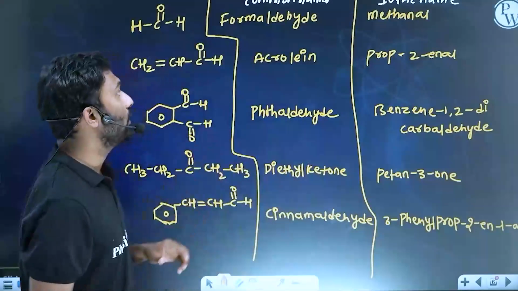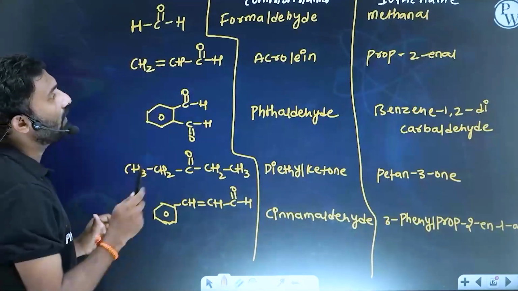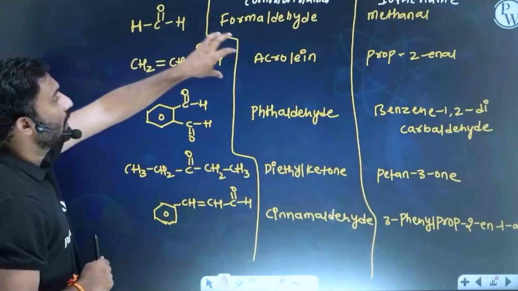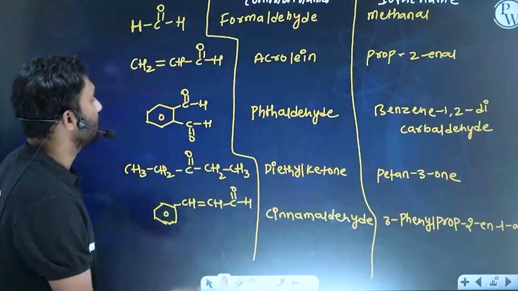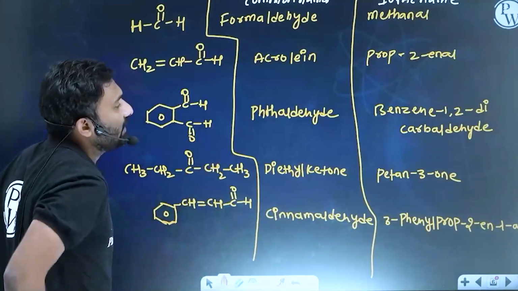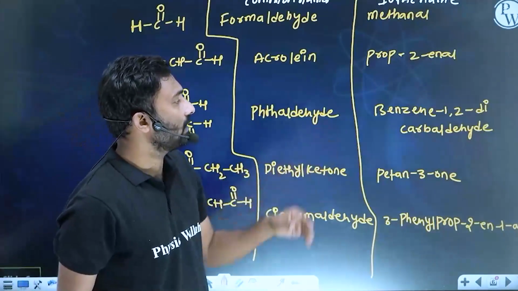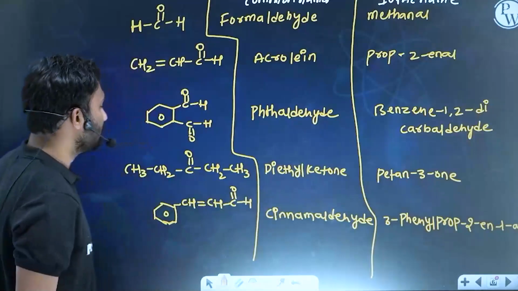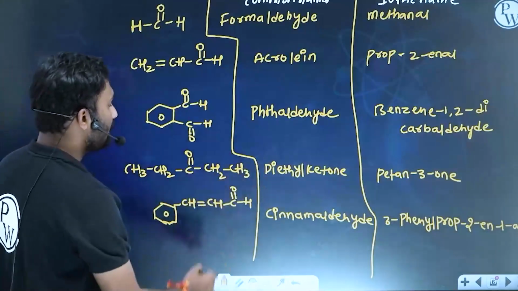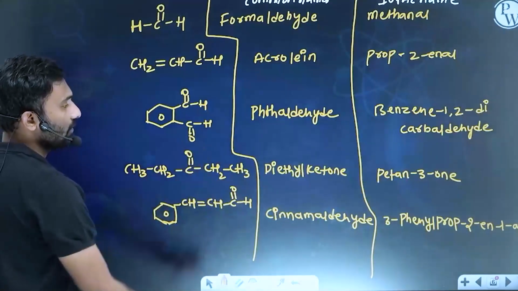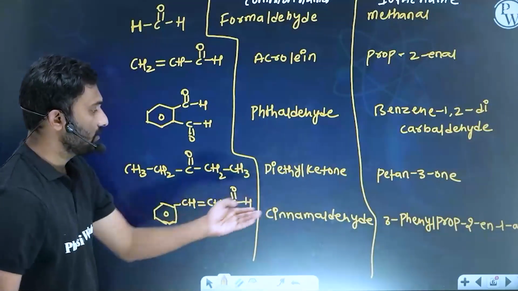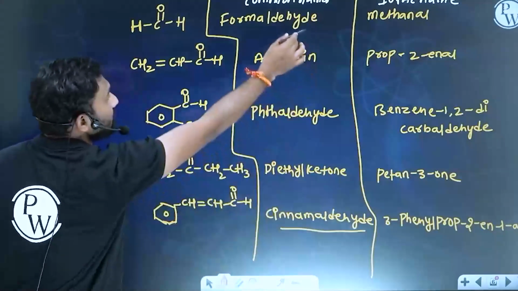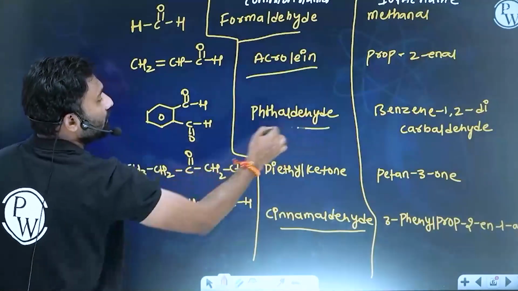Okay, now this is formaldehyde or methanal. Now this is acrolein, prop-2-enal. Next, this is phthalaldehyde or benzene-1,2-dicarbaldehyde. Now this is diethyl ketone: this is ethyl and this is the ketone, pentan-3-one. Now this is cinnamaldehyde. These are the common names, which are very, very important.